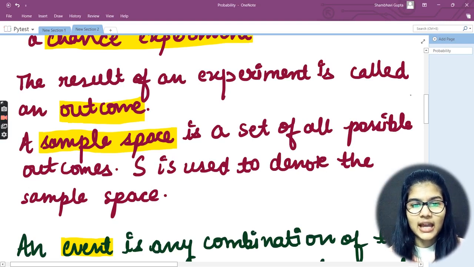Fine. What is a sample space? A sample space is a set of all possible outcomes. Whatever the possible outcomes are, the set of all of them is the sample space, right? And how do you denote that? It is denoted using the capital S. So capital S is used to denote the sample space. Okay. Right.